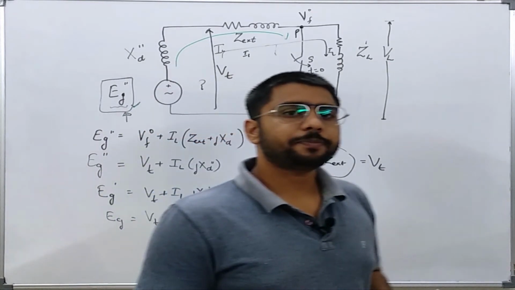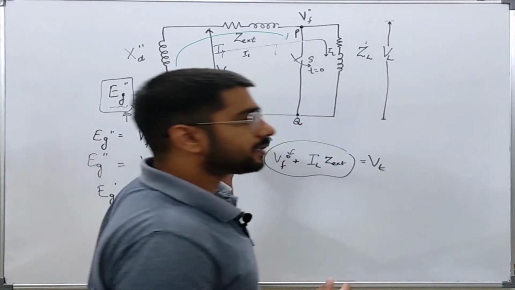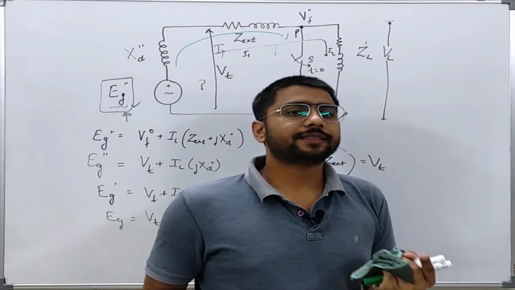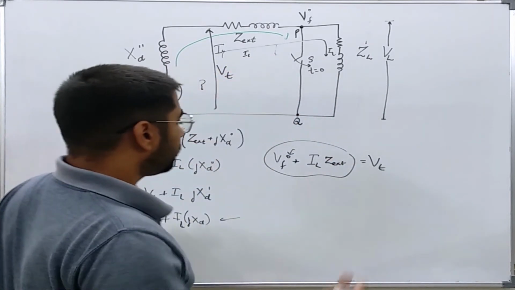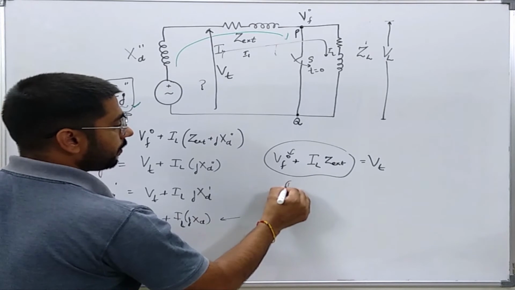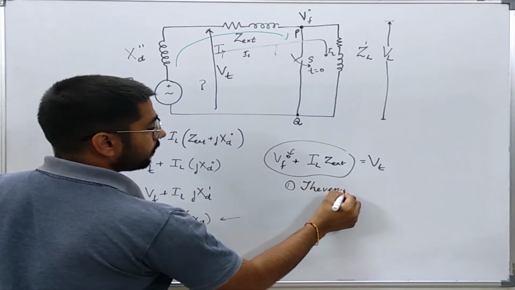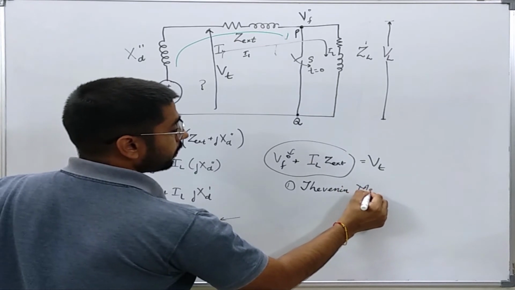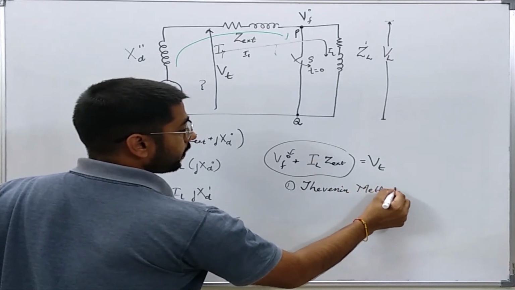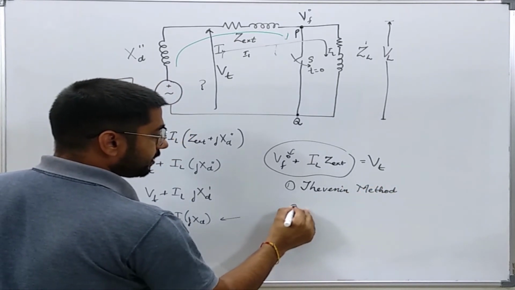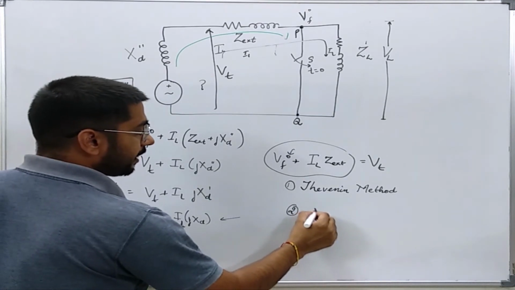Now, as I told in the previous slide, this whole discussion gives us two methods to find the fault current. First one is the Thevenin method, and second one is the network solving method.